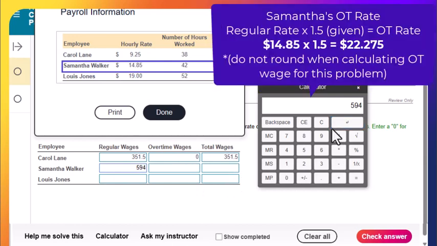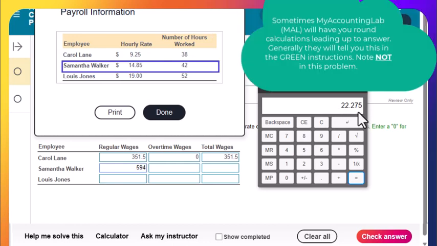And then we will need to calculate Samantha's overtime wages. So we'll go ahead and clear out and start by calculating her overtime rate. So we'll take $14.85 and multiply that by the 1.5 rate that we were given here at the beginning of the problem, for an overtime rate of $22.275.